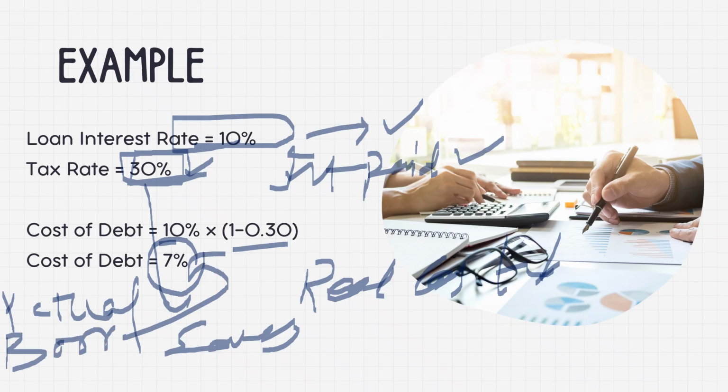So in simple words, even though the company pays 10% interest, after tax savings the company's cost is only 7%. That's why cost of debt is calculated after tax. I hope you all understand this concept.